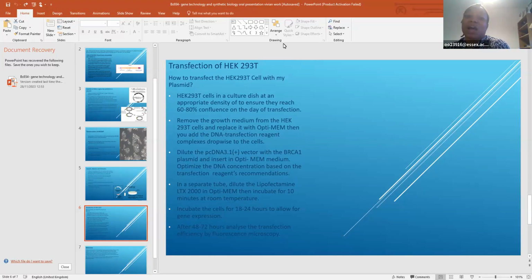in our Opti-MEM medium. Then we optimize the DNA concentration based on the transfection reagent recommendation. We take a separate tube and dilute the lipofectamine in the Opti-MEM medium, then incubate for 10 minutes at room temperature. We incubate the cells for roughly 18 to 24 hours to allow gene expression. After that, for 48 to 72 hours, we analyze the transfection efficiency by fluorescence microscopy. This is all about the project, the oral presentation that is done.